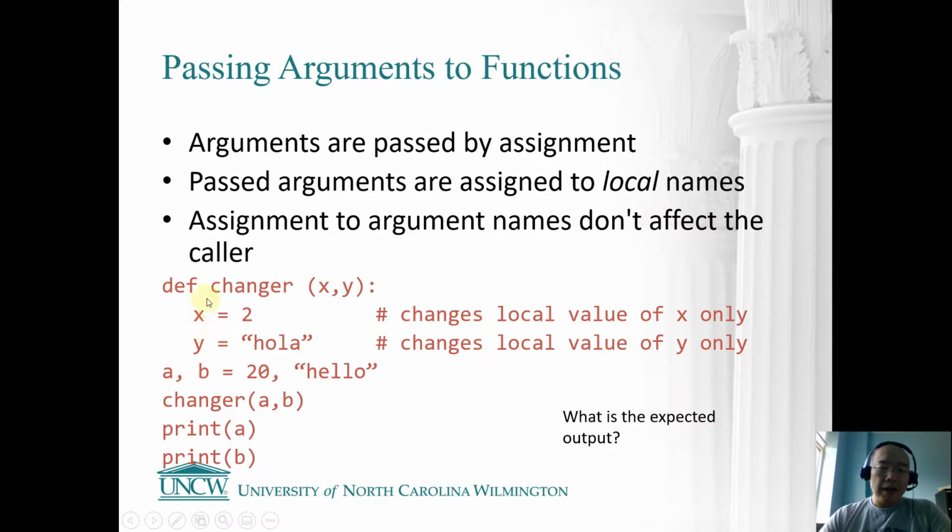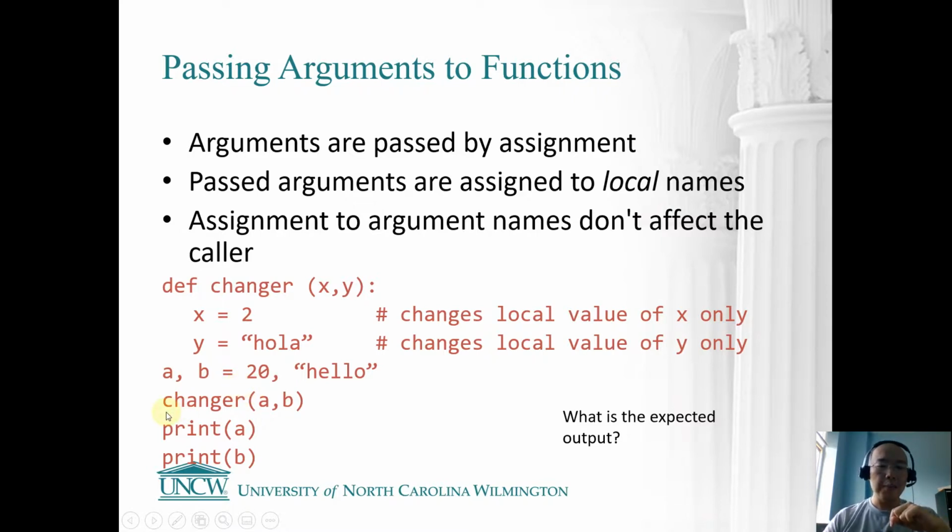Okay? I'm defining a function called changer. And in the changer, I'm taking two parameters, x and y. Okay? And inside this function, I'm changing x to 2 and y to hola. So it doesn't really matter what the original values of x and y are. As long as I'm grabbing them inside the function, I'm changing them to x equals 2 and y equals hola. Okay? So later I'm initiating A to be 20 and B to be hello. This is multiple assignment in one line of code, and we talk about that in day 3, I believe.